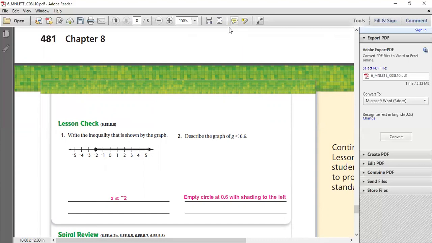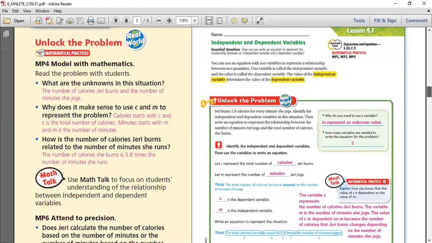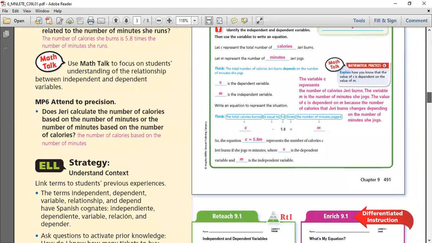Okay, girls. So this was your homework. I hope most of you have done it correct. So let's go on to today's lesson. That's chapter 10. Okay, sorry, why am I going to chapter 10? We have to do chapter 9 first. Okay, this is chapter 9, lesson 1, page 491.